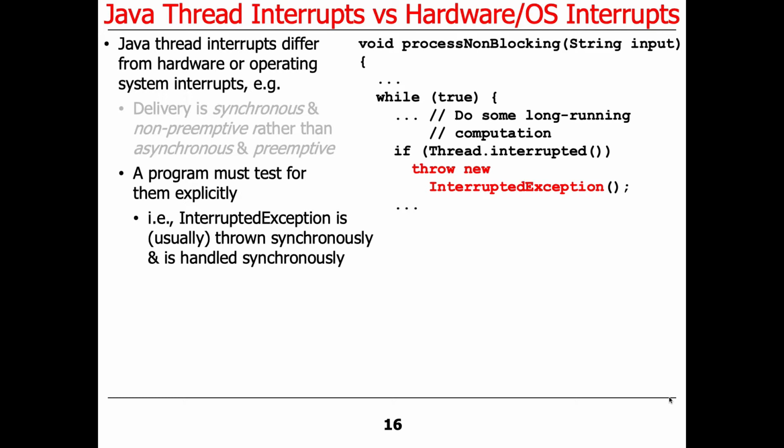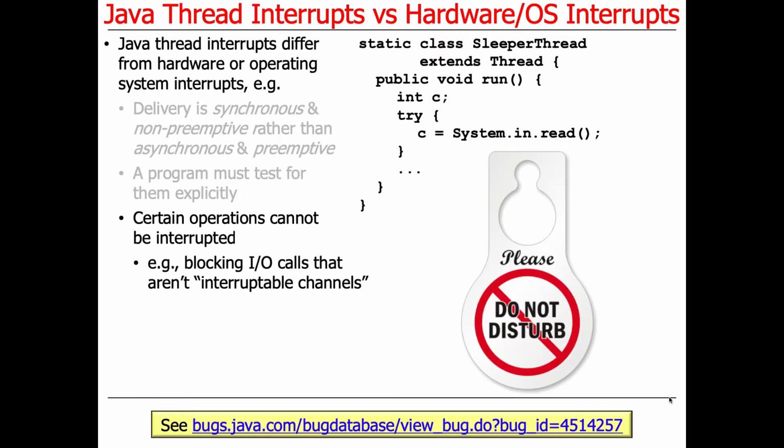And so what's happening there is that you're checking for interrupts synchronously, and you're handling interrupts synchronously by throwing an exception or restarting or whatever you're going to do, right? All the different patterns we just talked about. So the interrupts in Java threads are not asynchronous, and they are also not preemptive. You have to test for them explicitly.